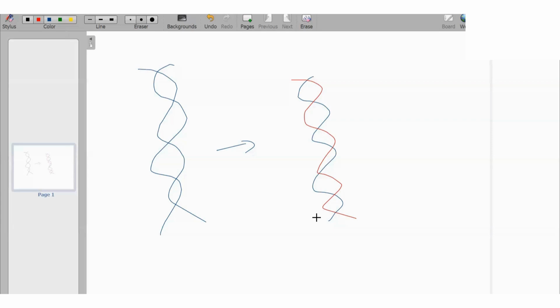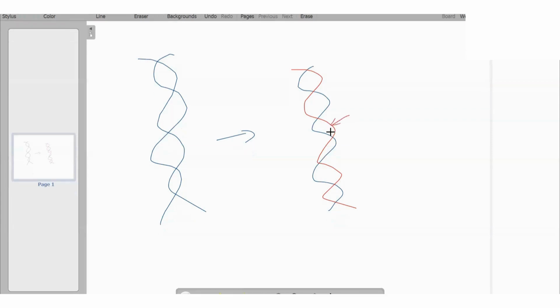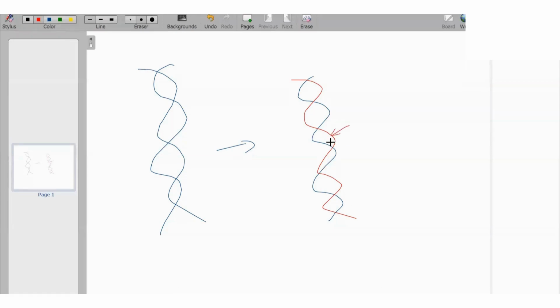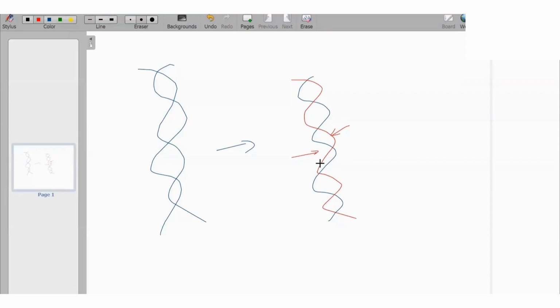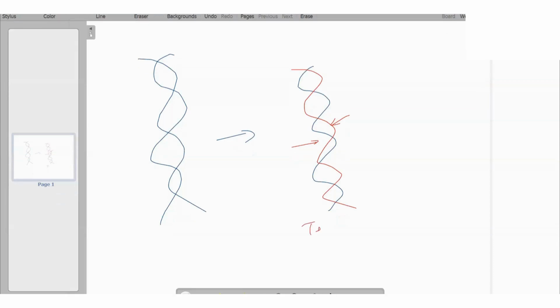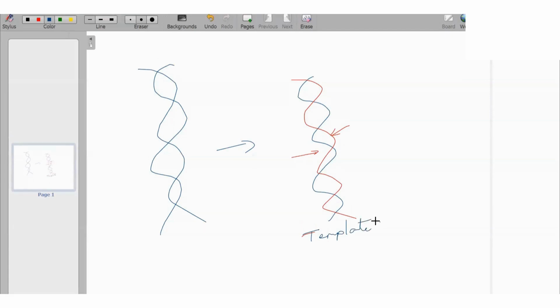So what is replication? Basically, we are making a new strand of DNA. The red one is the new strand of DNA using the nucleotides which are present in the original DNA strand. The blue one is the original strand, right? So the blue one acts as a template strand. The template guides the new strand so that there is complementary binding. So DNA replication is just DNA making a new copy of itself, and it conserves half of the original DNA, right?